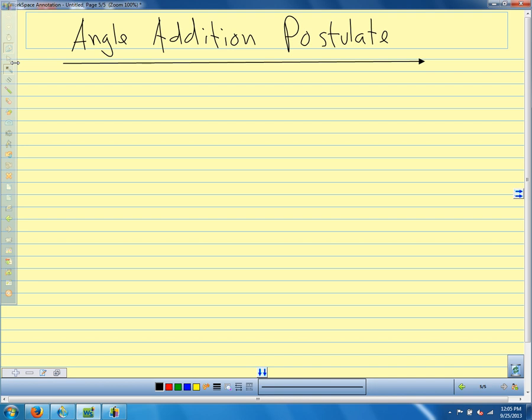What postulate did we talk about yesterday? Really our only postulate yesterday. Do we remember? What were we adding yesterday? What's that? Segments, line segments. So we added segments. So we had a segment addition postulate. Angle addition postulate is really the same thing. It's just about angles instead of segments.